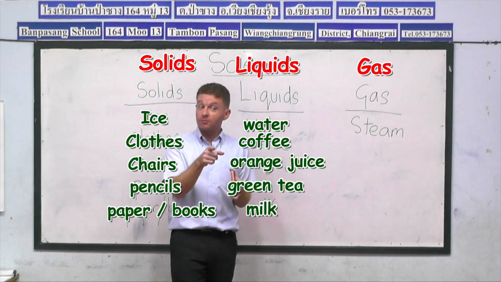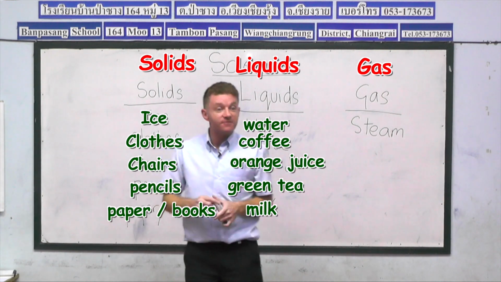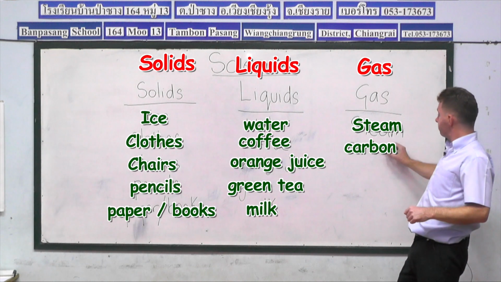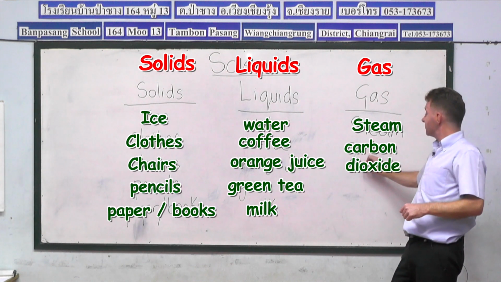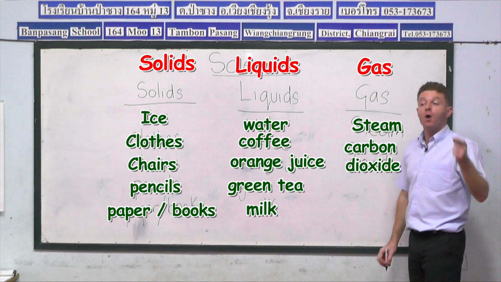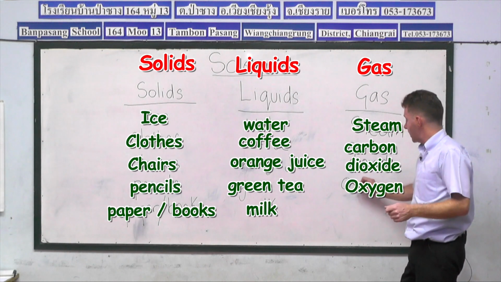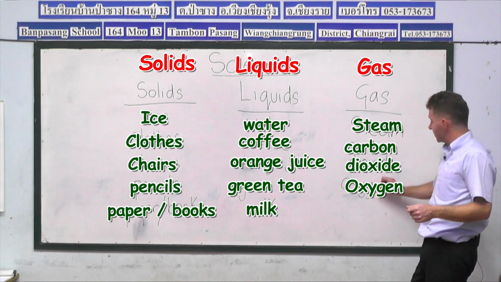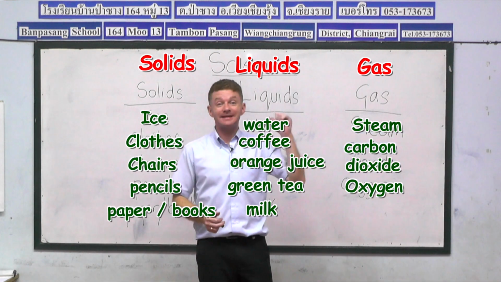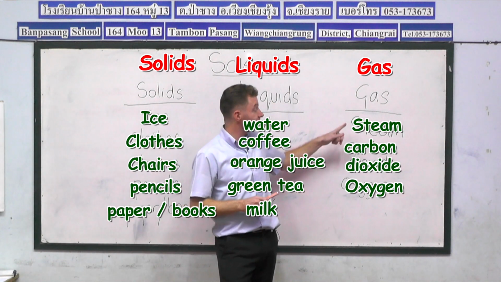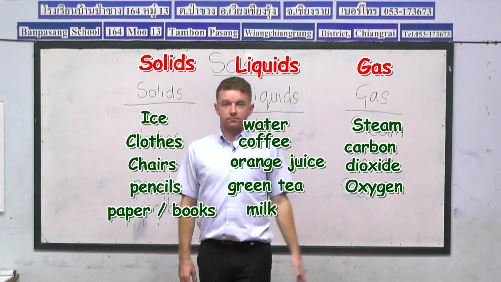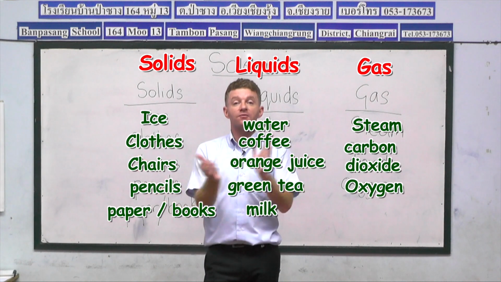And guys, you gave me some examples before. Some carbon dioxide, yes. Oxygen, yes. C-A-R-B-O-N. And dioxide is spelt like this. And then another one, guys. Oxygen. O-X-Y-G-E-N. So that's enough for the gases because there's not as many gases as liquids or solids. So we've got steam, carbon dioxide, and oxygen. Guys, that was brilliant. Very well done.